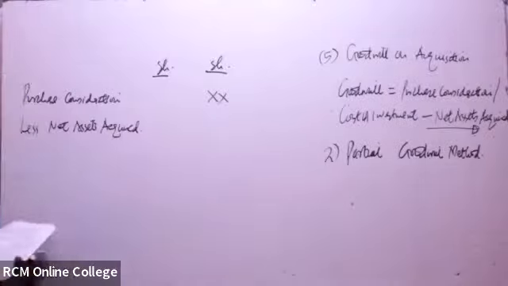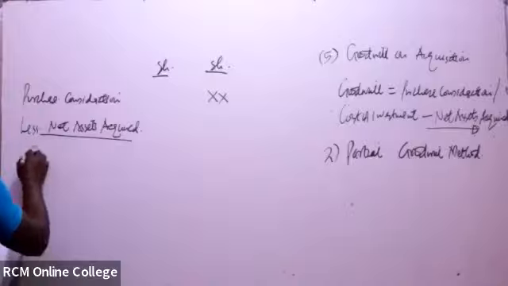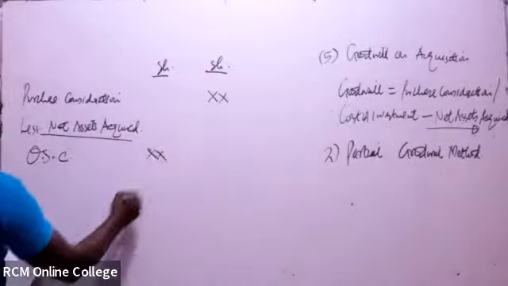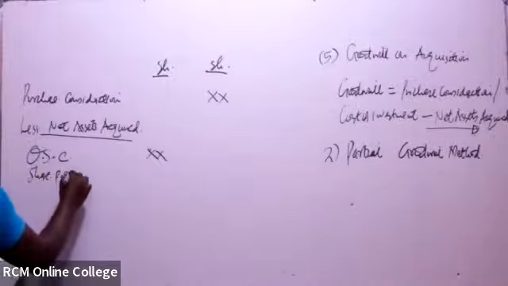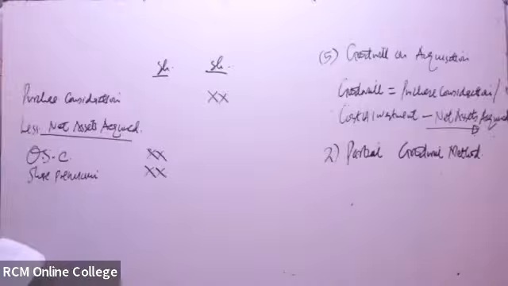Under the net assets acquired, you consider ordinary share capital. You place it there. If there was a share premium, you consider it. Share premium is part of the net assets. This one you pick from the equity part of the subsidiary.